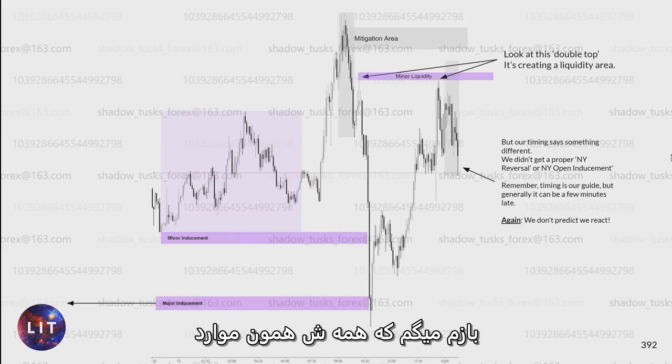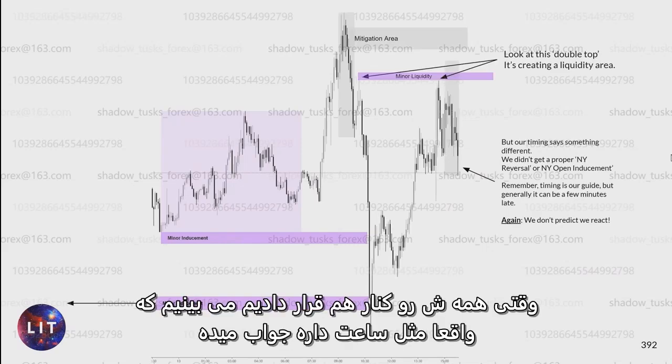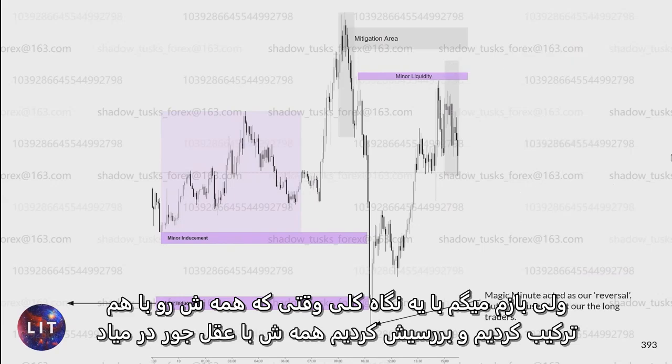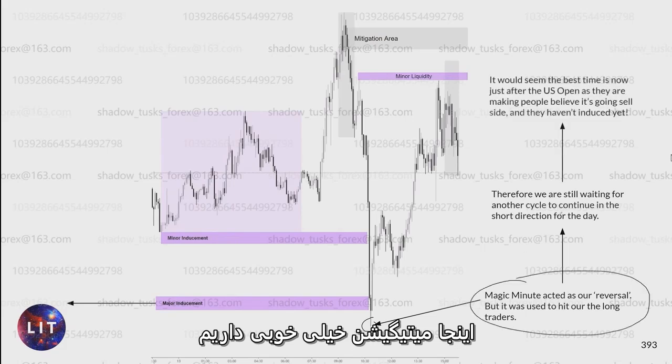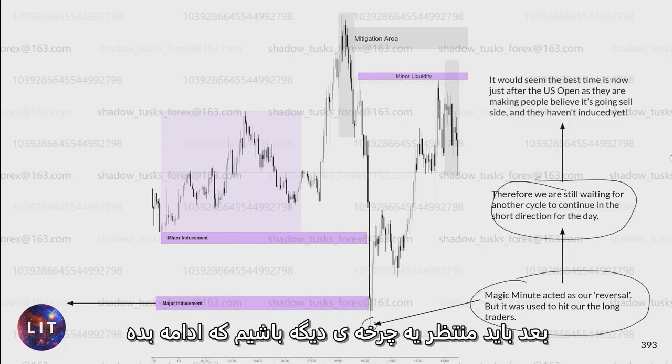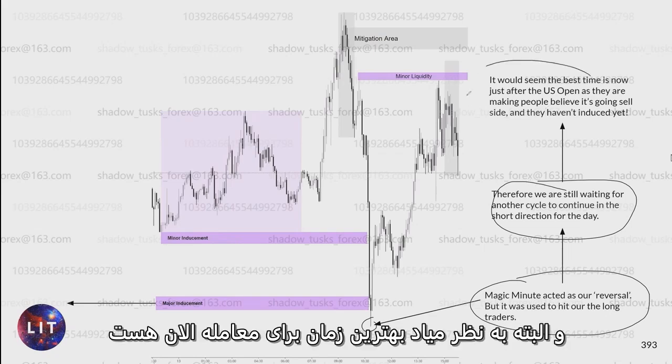Again, it's the same stuff over and over again. And then, of course, you're looking at the clock, putting it all together. But again, this is just a brief overlook; it will make so much sense the moment we actually put it all together. Okay, and again, you utilize the timing with the intentions, putting it all together. Again, perfect manipulation minutes here. Therefore, we're still waiting for another cycle to continue. And of course, it will seem the best time is now.